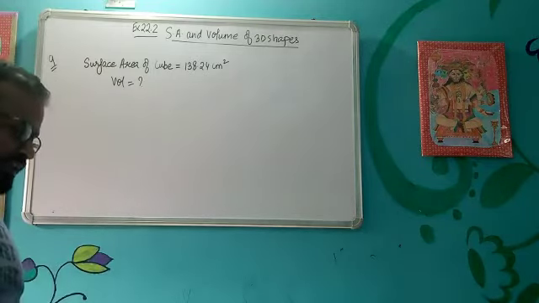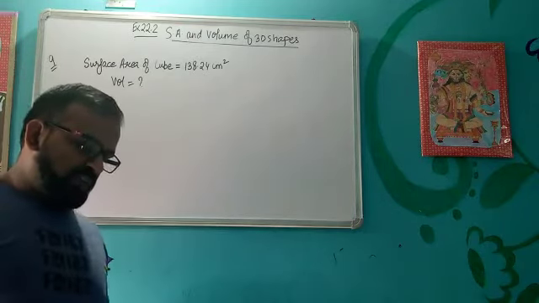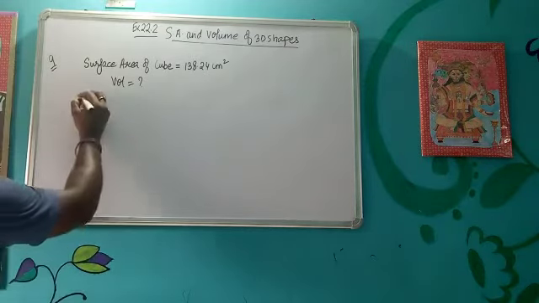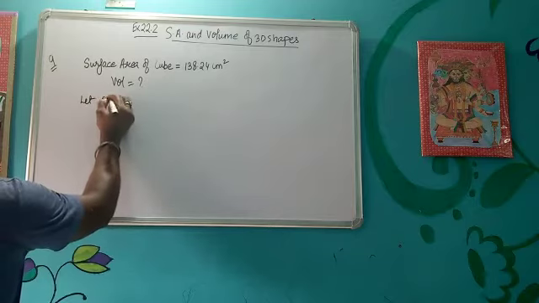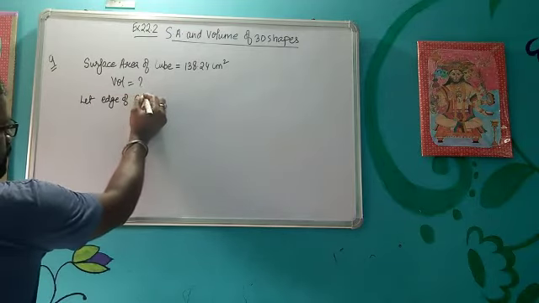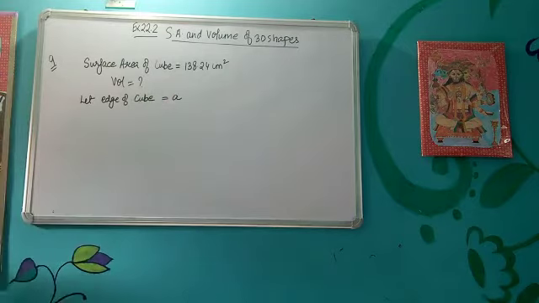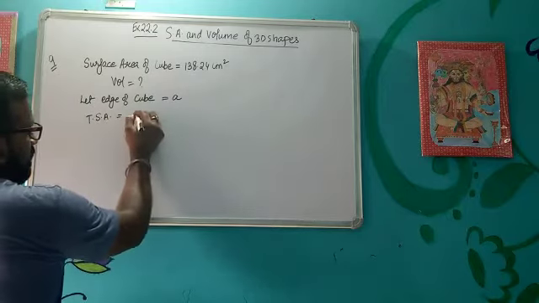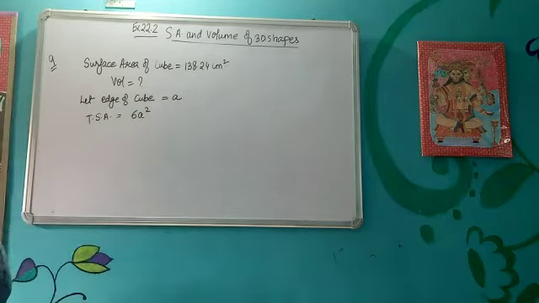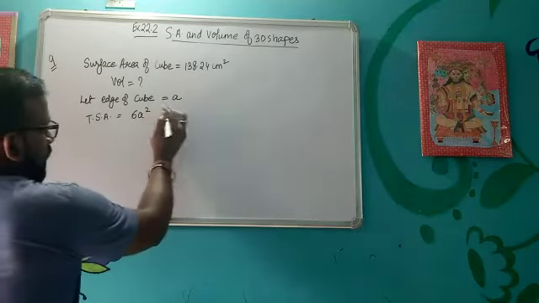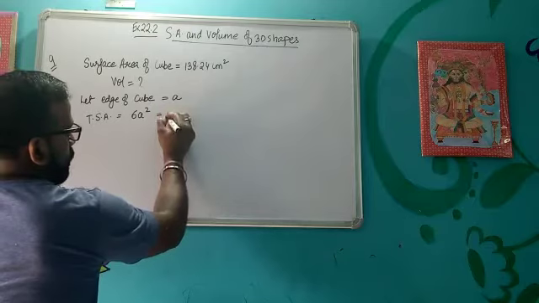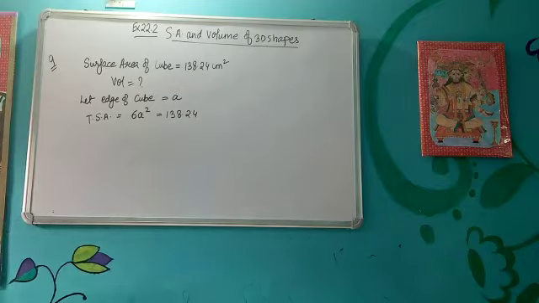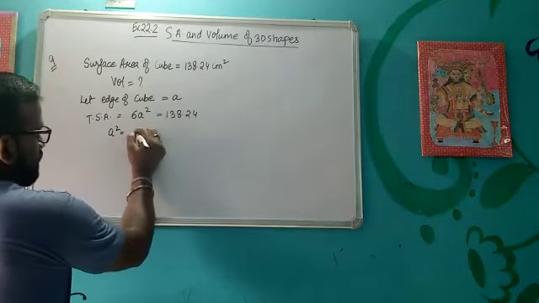So in question number 9, surface area of the cube is given and volume of cube we have to find. So how do we solve it? We will calculate, let edge of cube be equal to A. So surface area means total surface area we will take, that is 6A square. Okay. Now this 6A square is given equal to 138.24 centimeter square. So what is our A square?